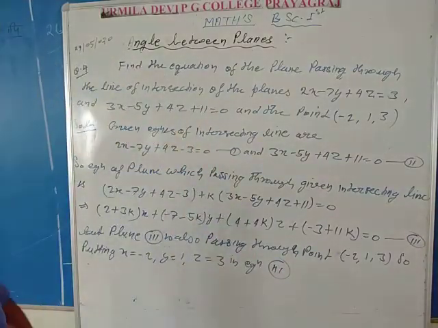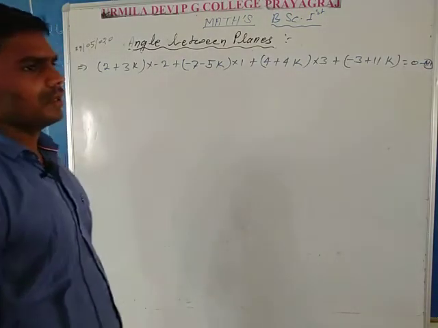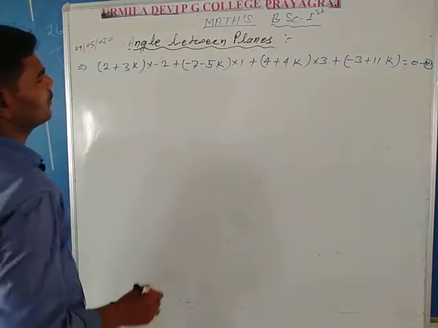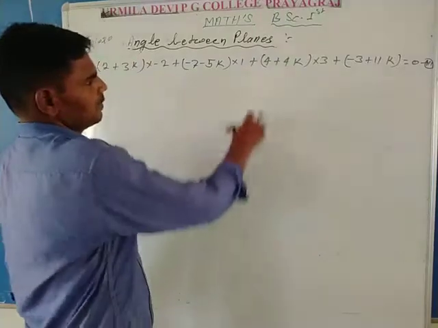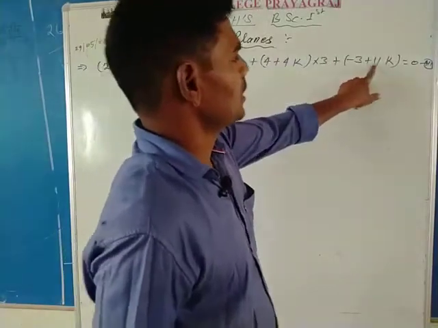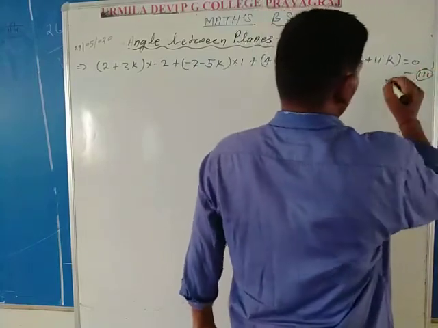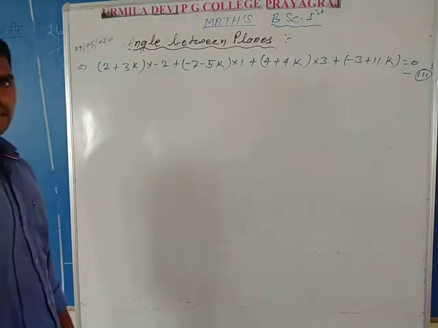These values are put into equation third, then simplified to find the value of k. Putting the values of x, y and z in equation third: (2 + 3k) times (-2) plus (-7 - 5k) times 1 plus (4 + 4k) times 3, and at last (-3 + 11k) is equal to 0. This is equation third. In equation third, we put the values of x, y and z from the coordinates of the given point.